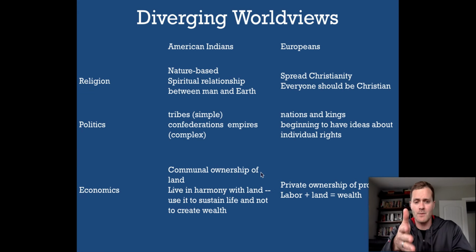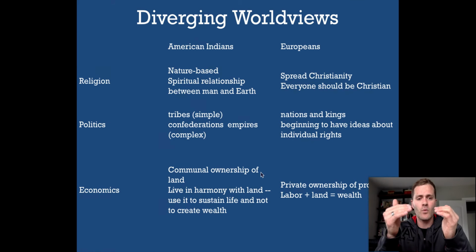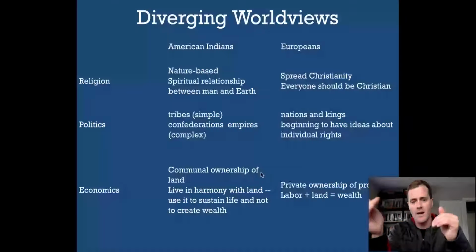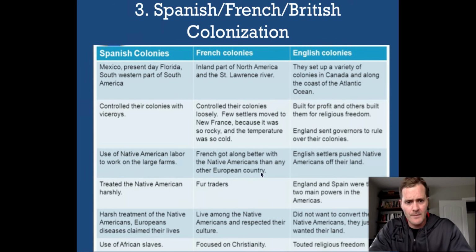Land plus labor, oftentimes African slaves, is going to increase or equal the increase in wealth for Europeans. So they're going to look at different ways of looking at the world, at what the world is there to do, which is going to cause some conflict as well.